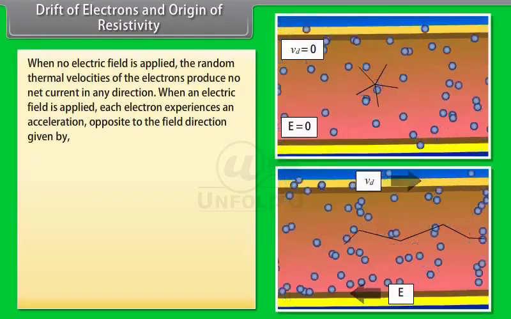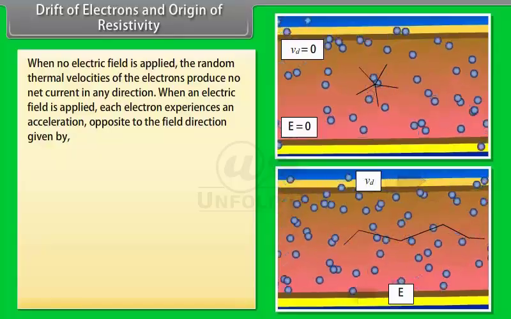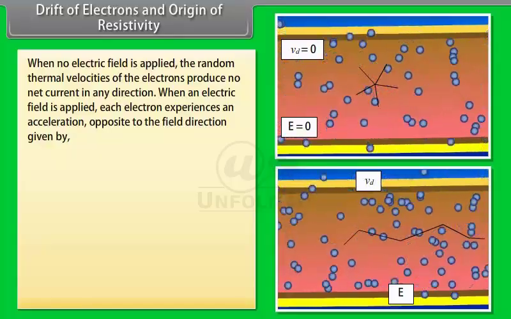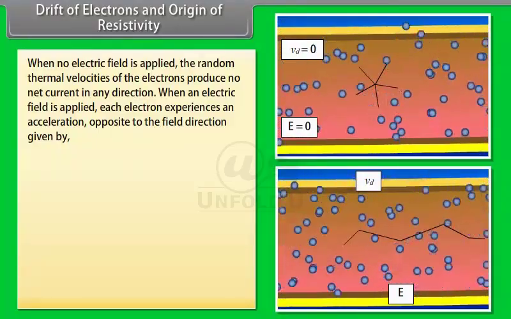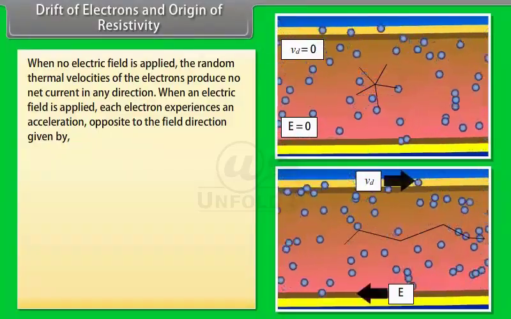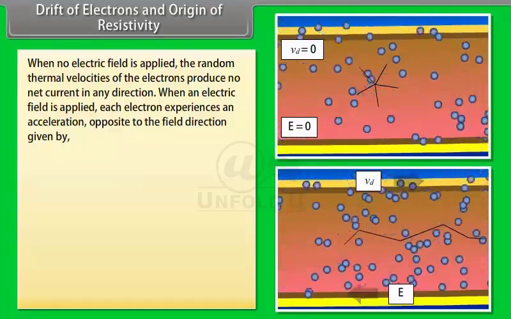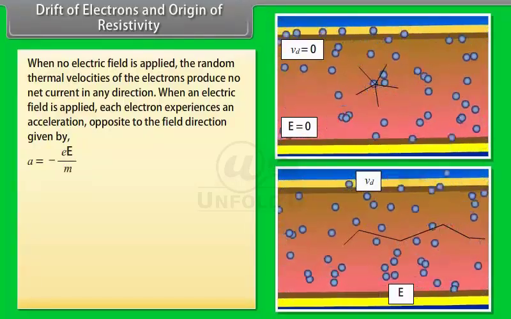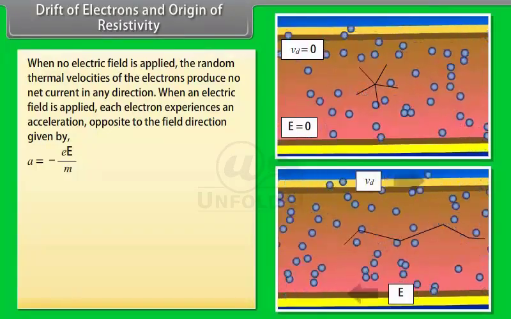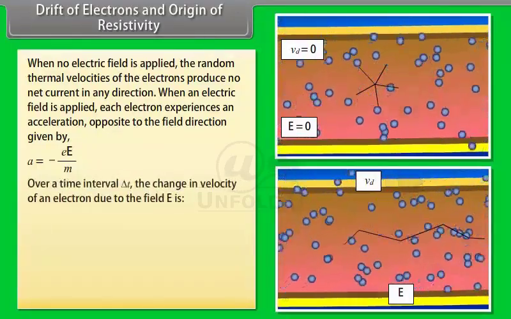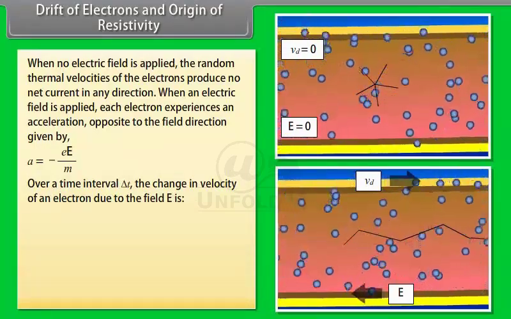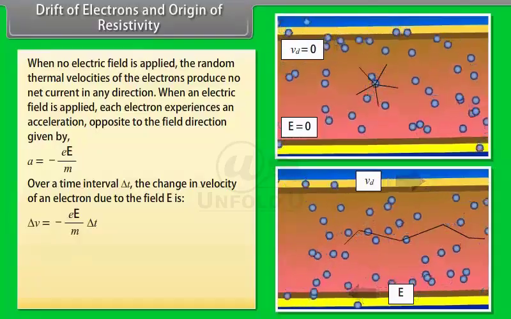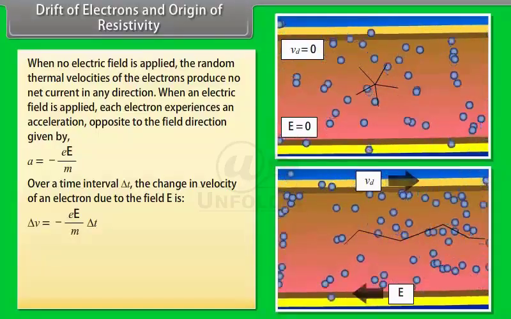Drift of electrons and origin of resistivity. When no electric field is applied, the random thermal velocities of the electrons produce no net current in any direction. When an electric field is applied, each electron experiences an acceleration opposite to the field direction, given by a = −eE/m. Over a time interval Δt, the change in velocity of an electron due to the field E is equal to the product of acceleration and time interval.